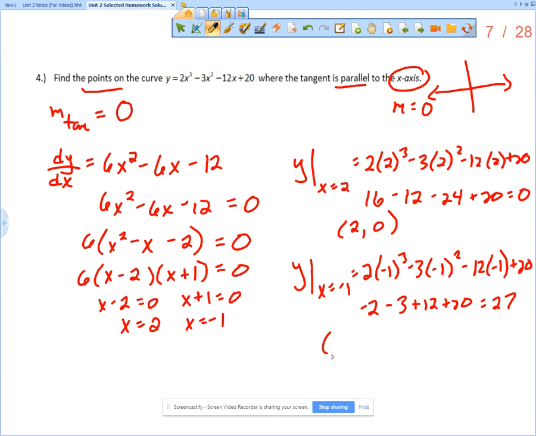So there is another point on the curve at negative 1 comma 27 where the tangent line is parallel to the x-axis. So 2, 0 and negative 1, 27 are the 2 points on the curve where the tangent is parallel to the x-axis.